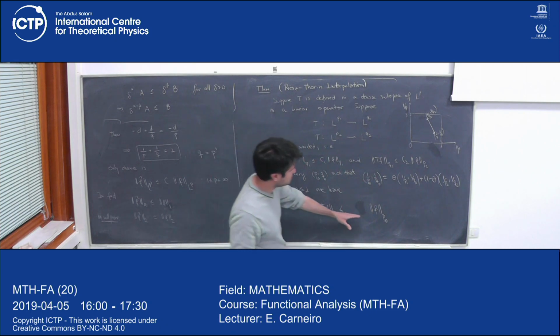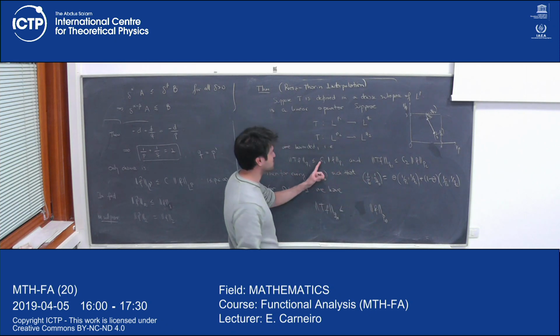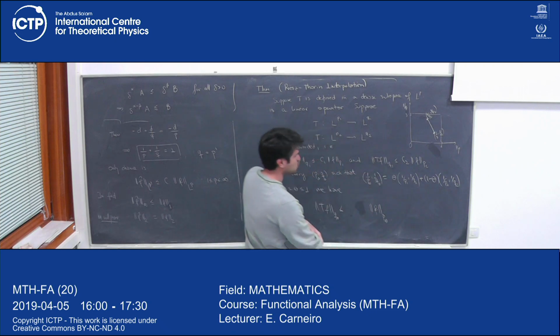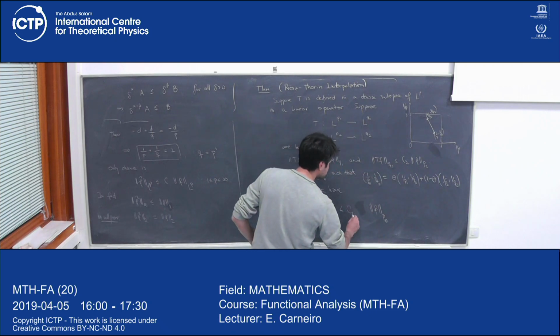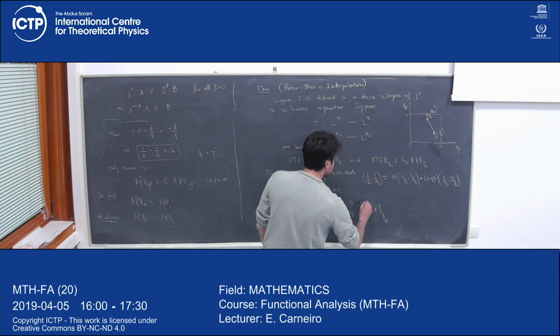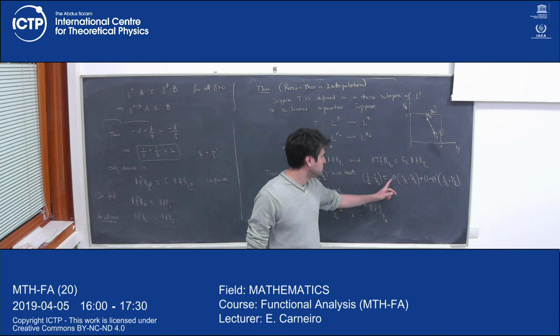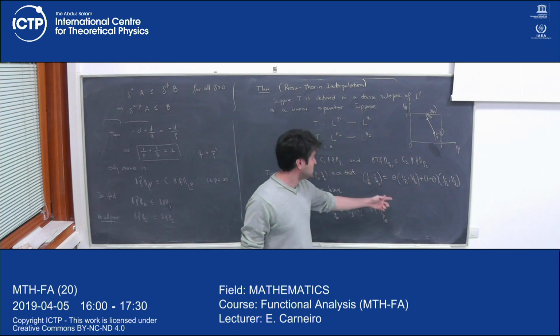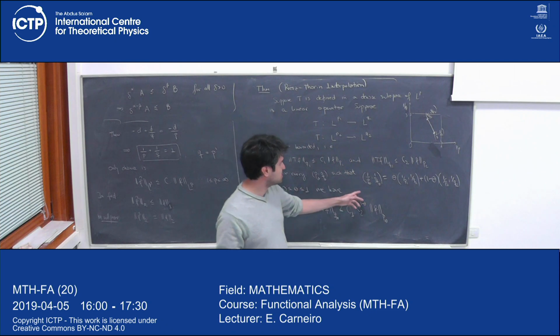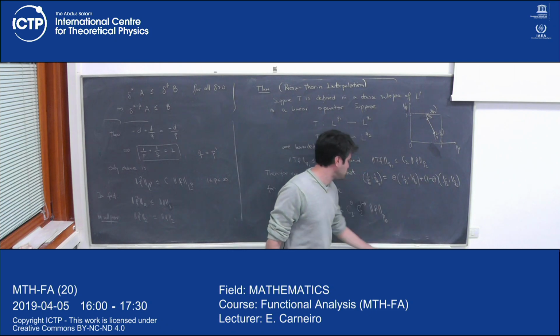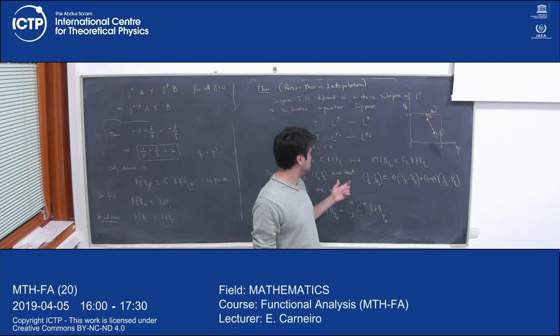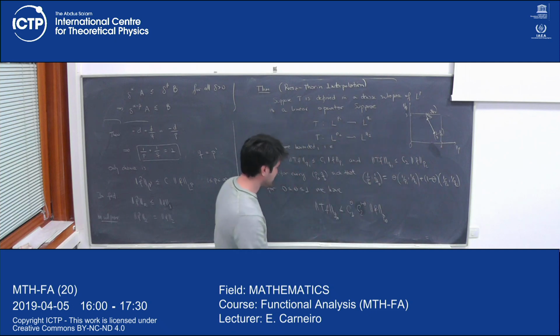And you can even give an estimate on the constant. If the constant here were C1 and here it was C2, what you have here is C1 raised to theta times C2 raised to 1 minus theta. Let's see if I'm doing this correctly. If theta is 1, you are essentially at this point and you get the constant C1. If theta is 0, you're essentially at this point and you get the constant C2. Good. So this is the estimate.